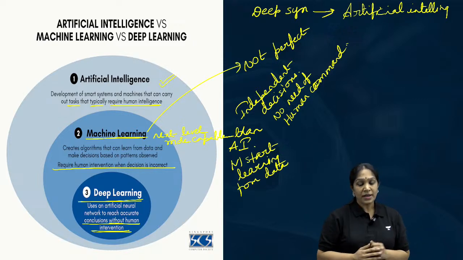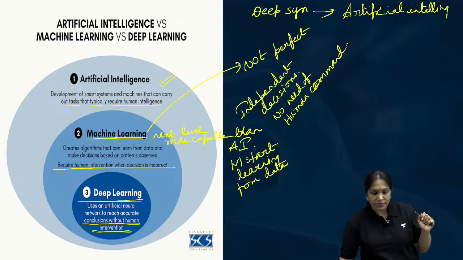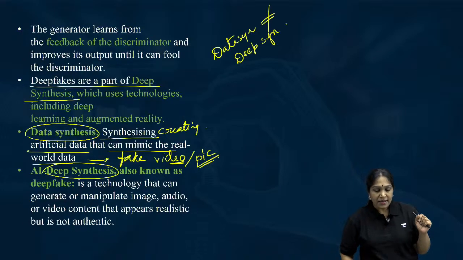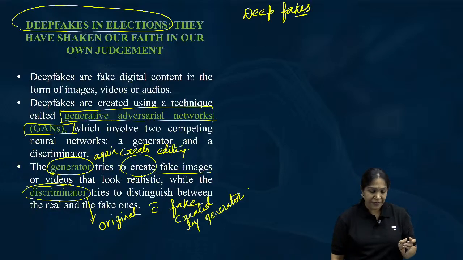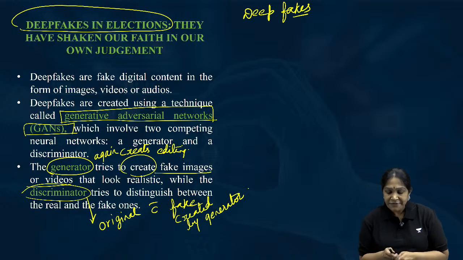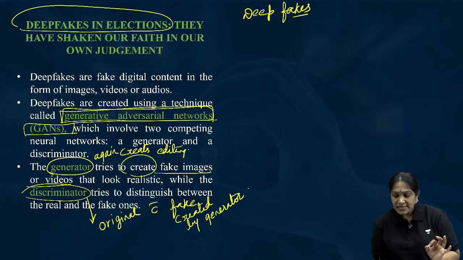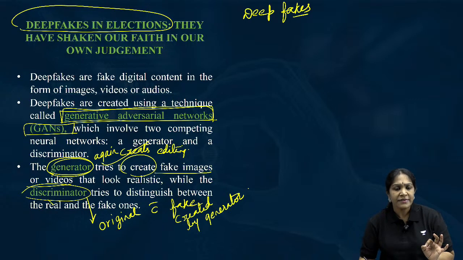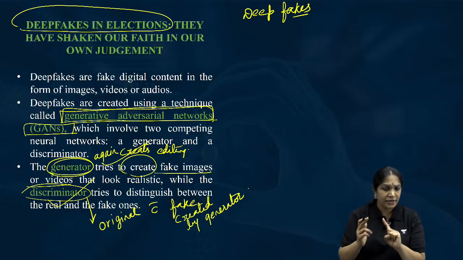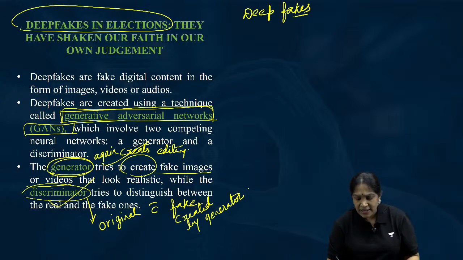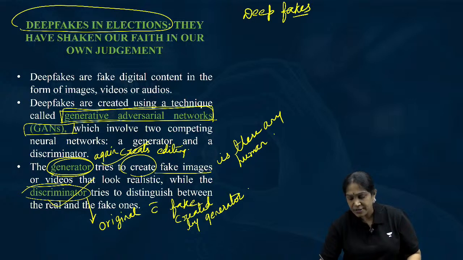Now come back to this deep fake. In a generative adversarial network, the generator will create the video, and the discriminator will try to differentiate between the two. Is there any human intervention?